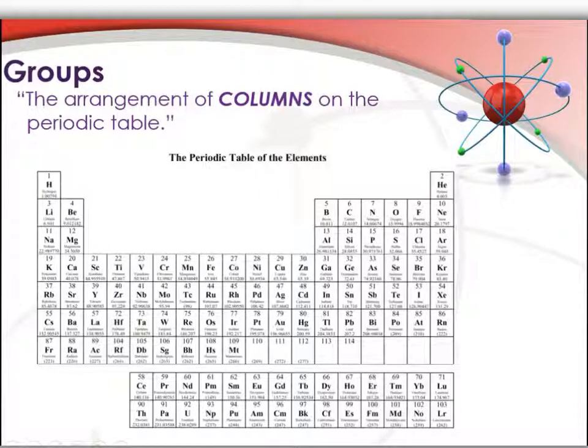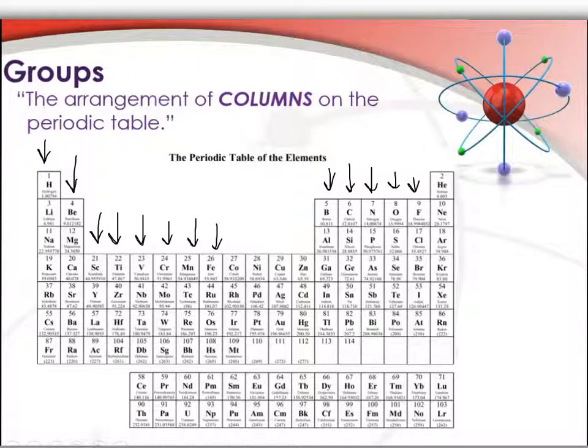Groups, the arrangement of columns on the periodic table. The groups are the columns. These are the groups found on the periodic table. Each of the elements in each of the groups have certain properties in common with each other. You'll learn more about that later.